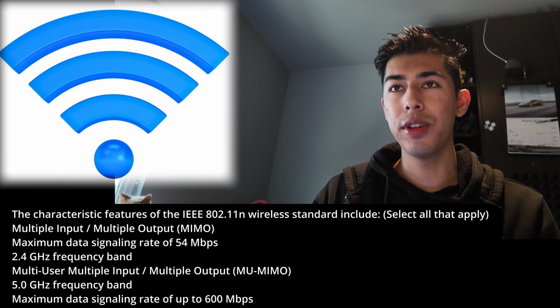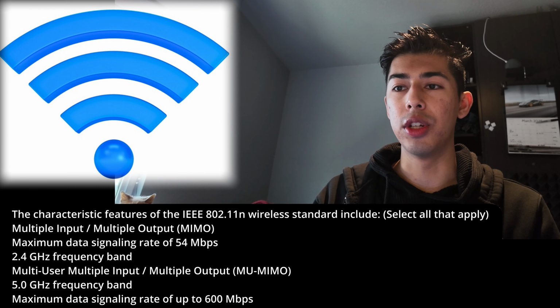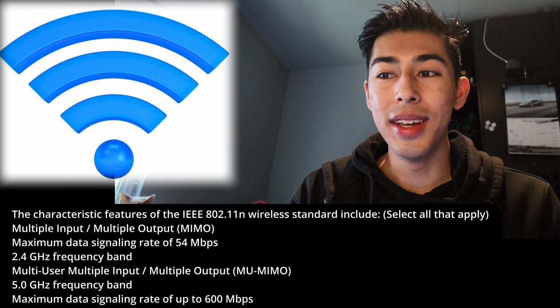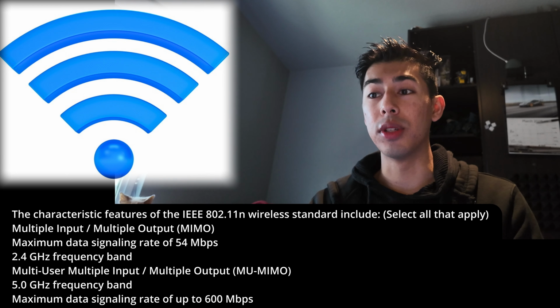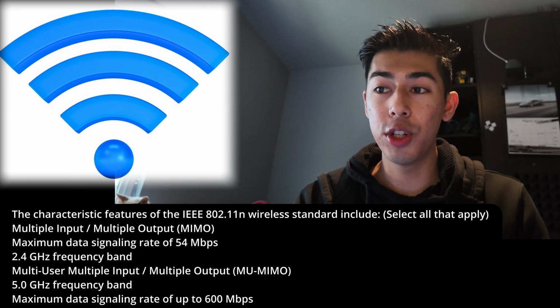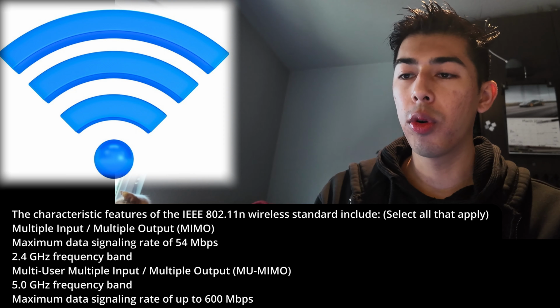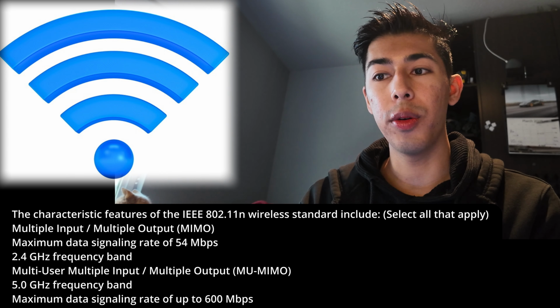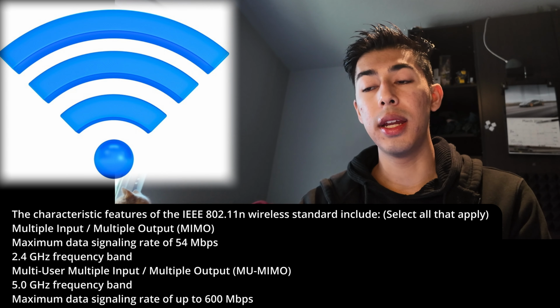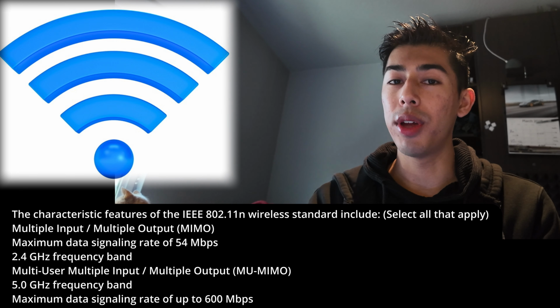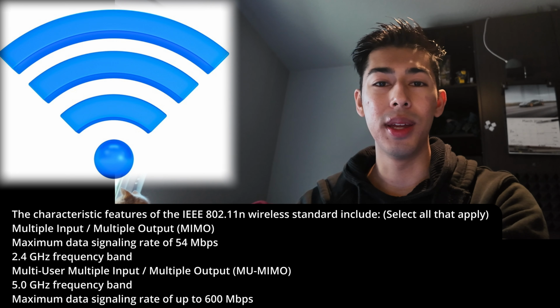Well, 802.11n is just introducing some new features. So we're just introducing multiple input, multiple output, nothing crazy. That'll be actually expanded later. But the characteristic features for our 802.11n wireless standard is 2.4 gigahertz frequency band, 5.0 gigahertz frequency band, with a max data signaling rate of 600 megabits per second, and then we also have multiple input, multiple output being introduced.